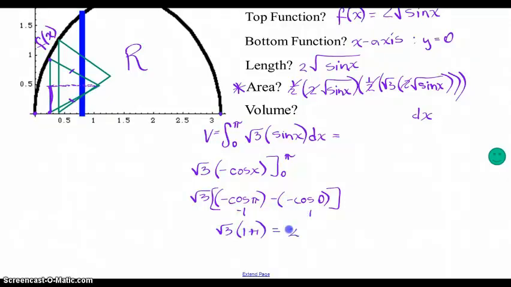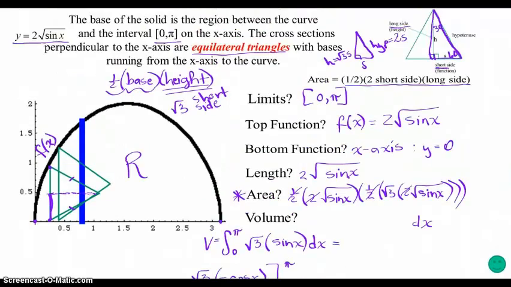So this is 2 times the square root of 3 is the volume of the three-dimensional solid whose cross-sections are equilateral triangles made from the base, that is that function in the plane from x equals 0 to x equals pi. So there's our last example for volumes by cross-section.